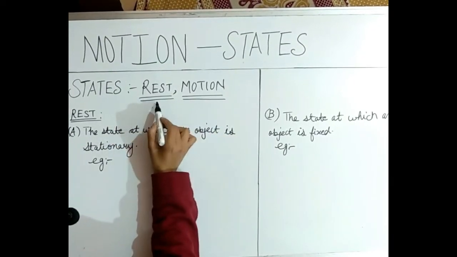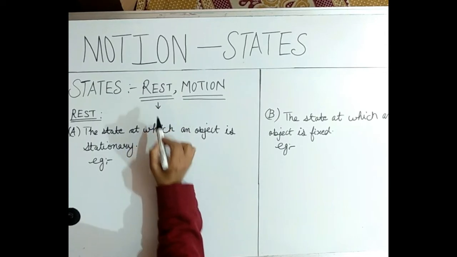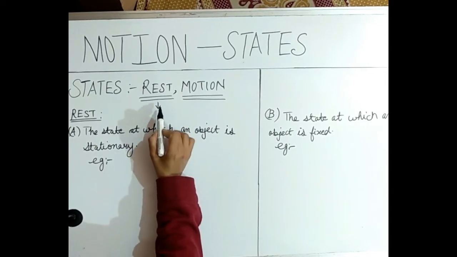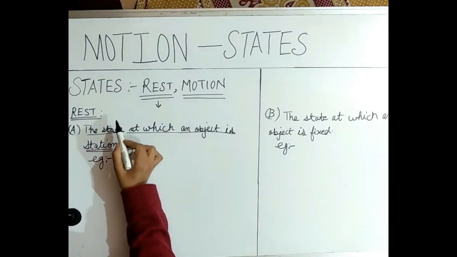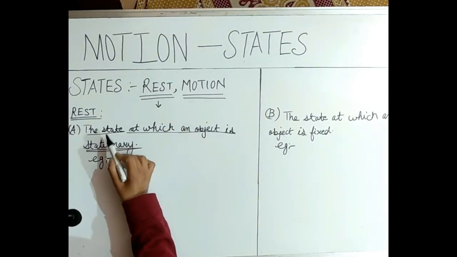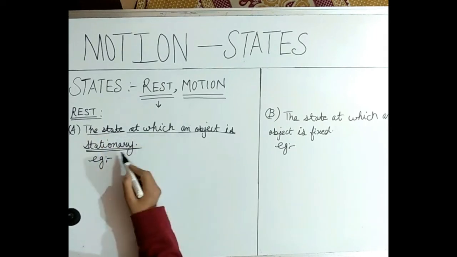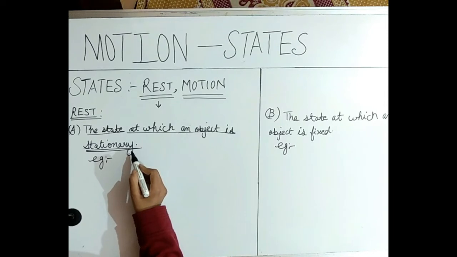Rest is considered to be the natural state of motion. Means when any object is not moving, we say it is at rest. The technical definition of rest is the state at which an object is stationary. Stationary means the object is at present in a rest state, but it is capable of moving.